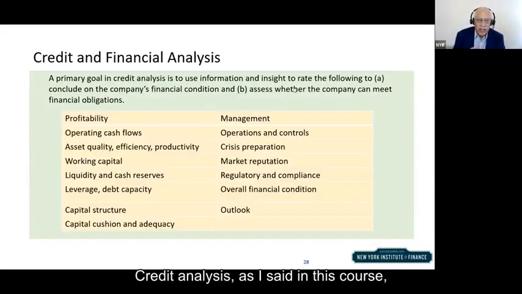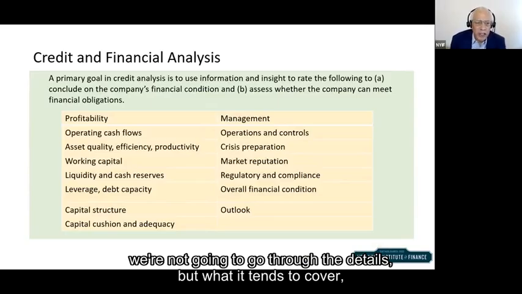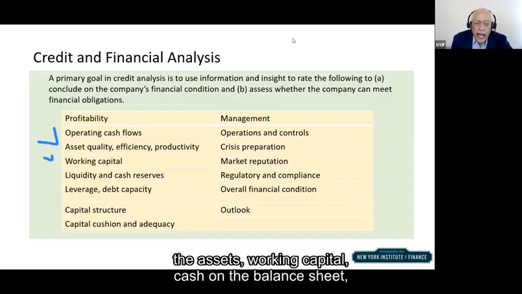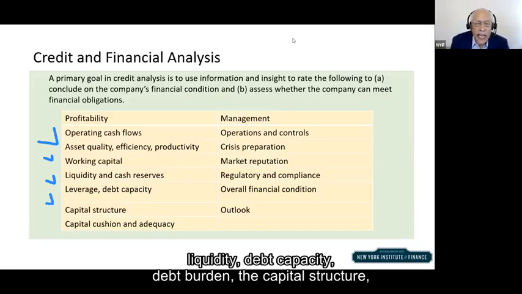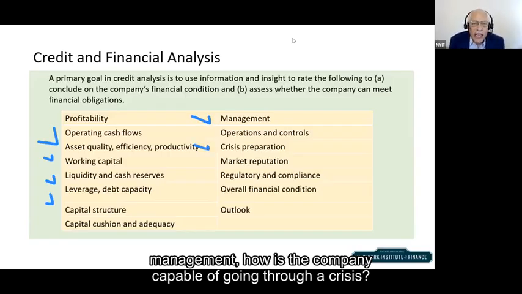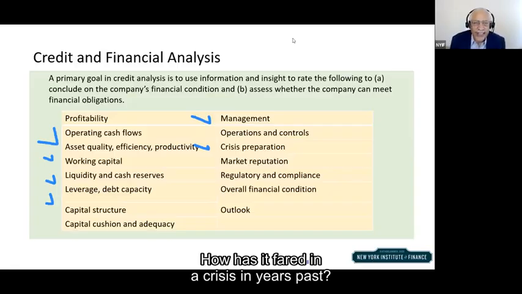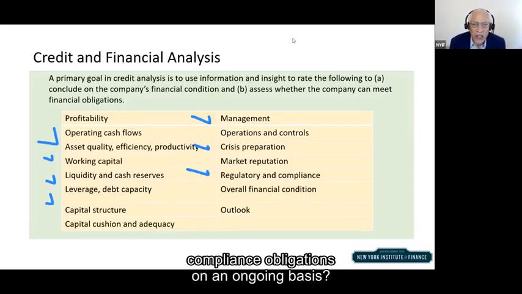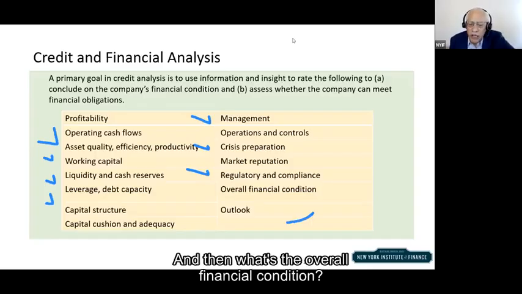Credit analysis, as I said, in this course we're not going to go through the details, but what it tends to cover for a company is profitability, operating cash flow, the assets, working capital, cash on the balance sheet, liquidity, debt capacity, debt burden, the capital structure, management. How is the company capable of going through a crisis? How has it fared in a crisis in years past? How does it meet its regulatory compliance obligations on an ongoing basis? And then what's the overall financial condition?